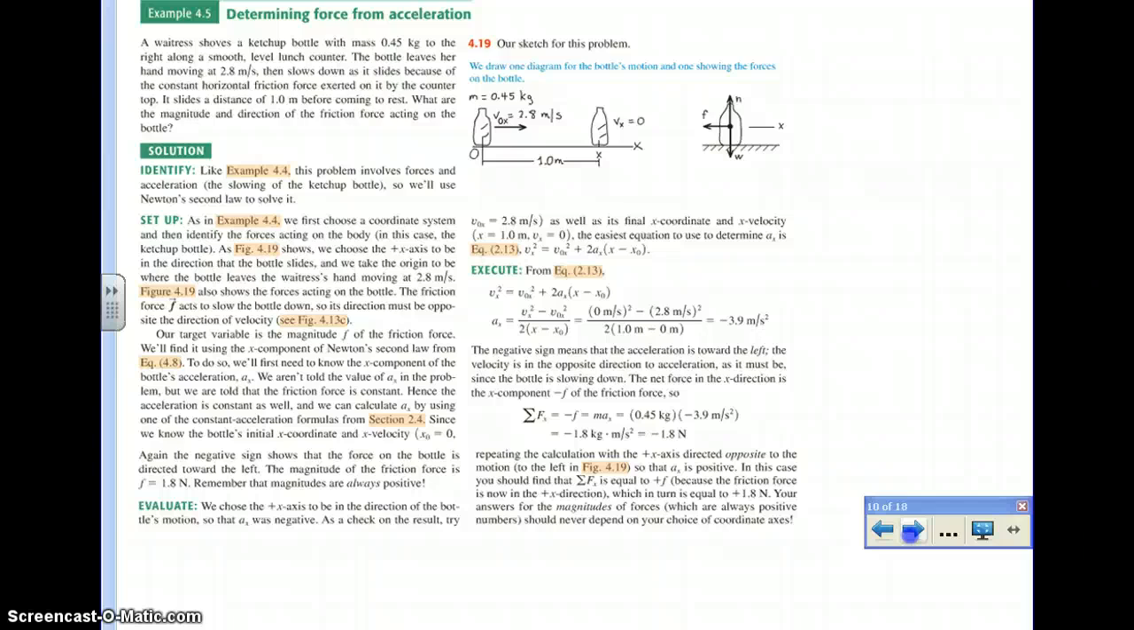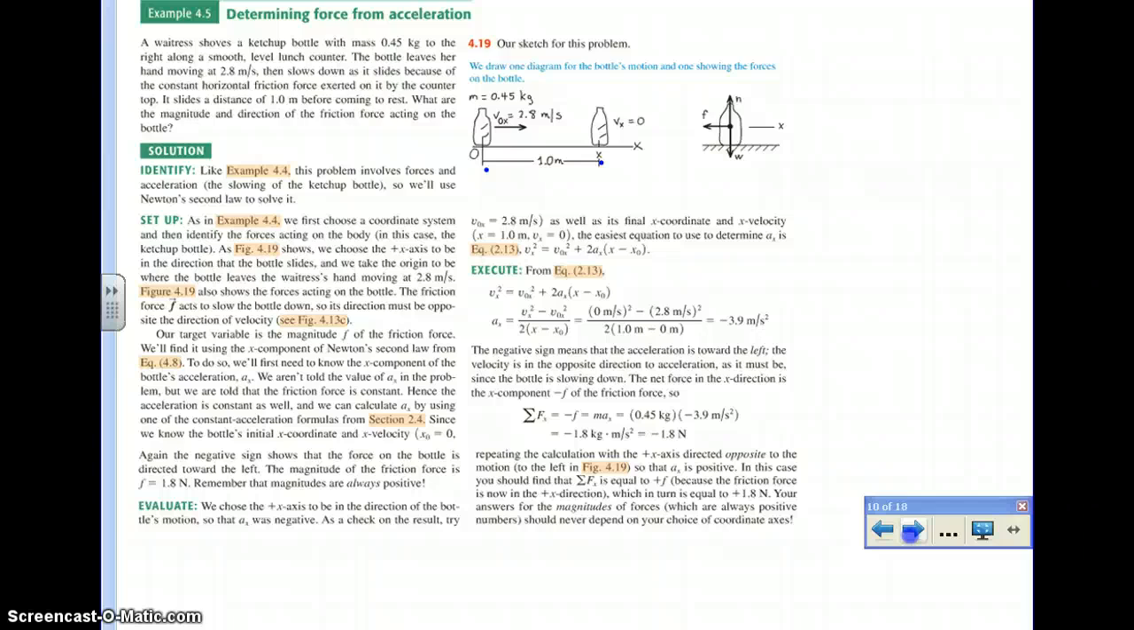In this case, a waitress shoves a ketchup bottle with a mass of 0.45 kilograms to the right along a smooth level lunch counter. The bottle leaves her hand at a certain initial velocity, 2.8 meters per second, and slows down until it comes to a stop. So it stops here, and it does that over the course of a meter. What is the magnitude and direction of the frictional force acting on the bottle?